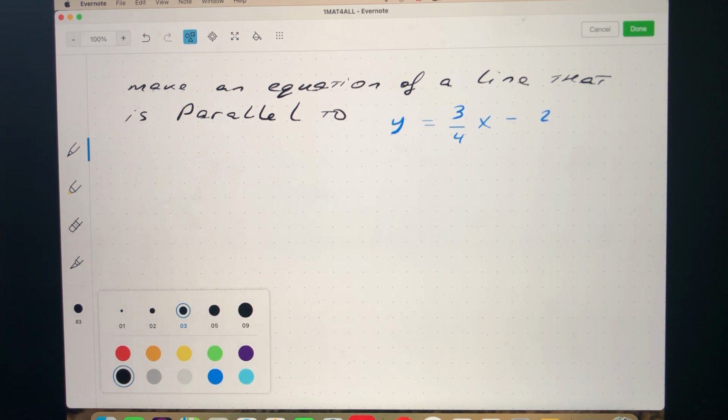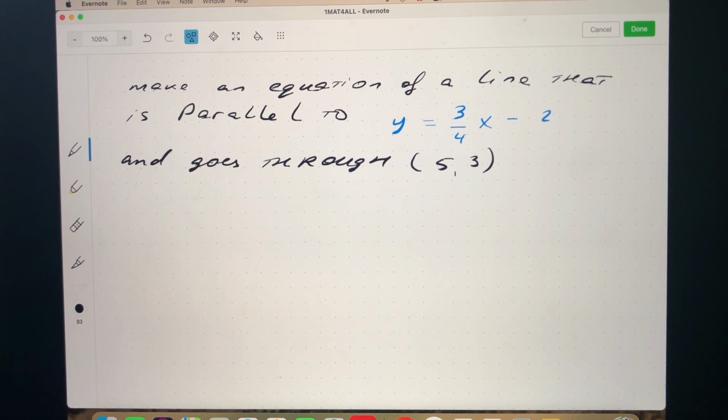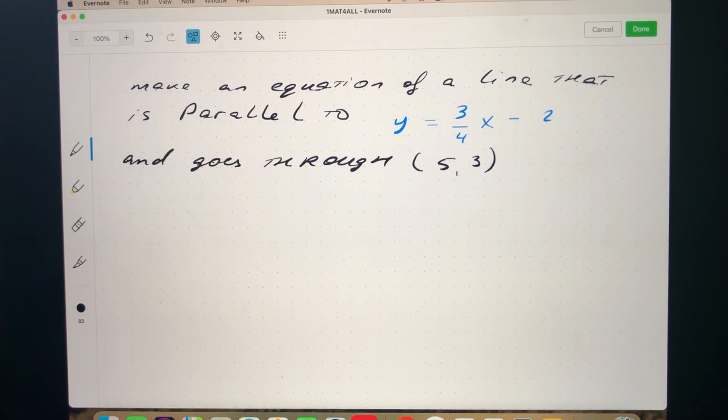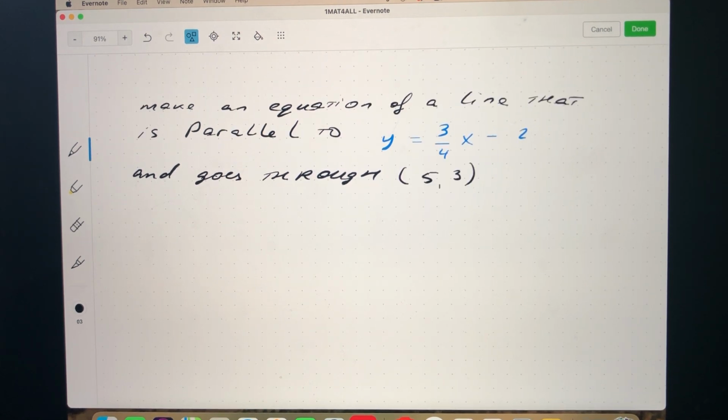And not only does the equation have to be parallel to this, but it also has to go through a particular point, and let's call that point (5, 3). So here is the visual for this question. Let's make a little sketch.